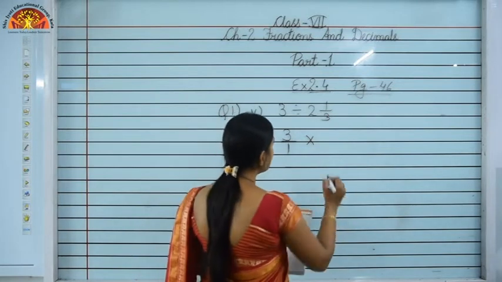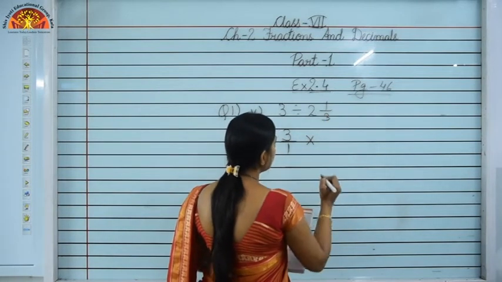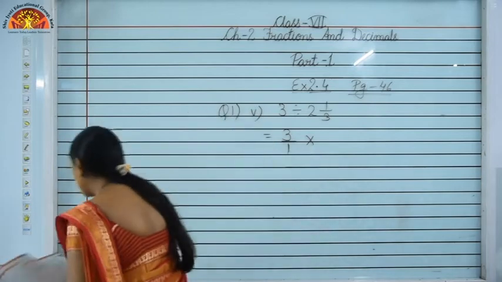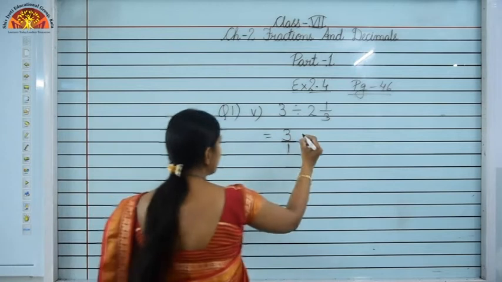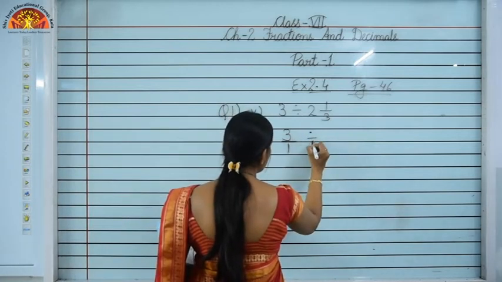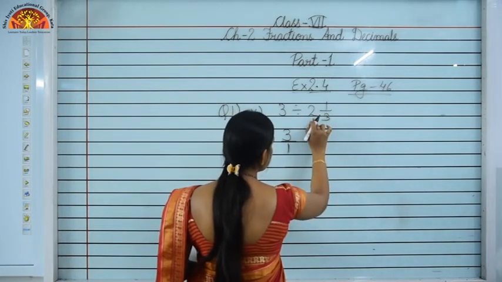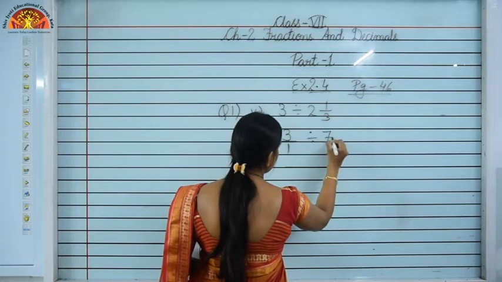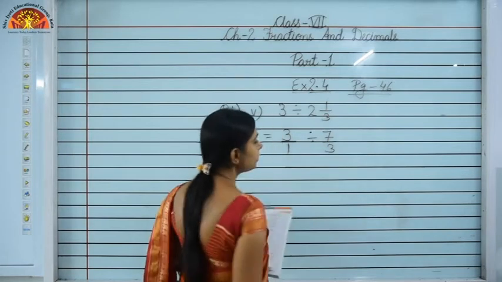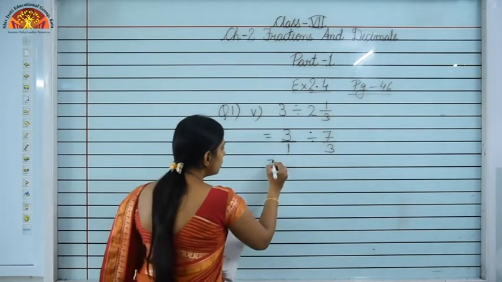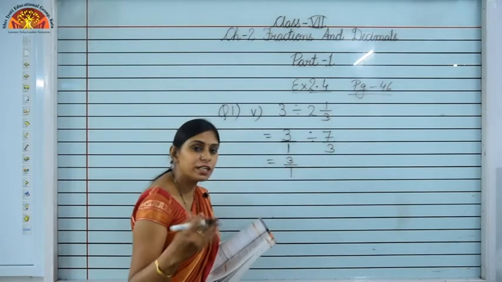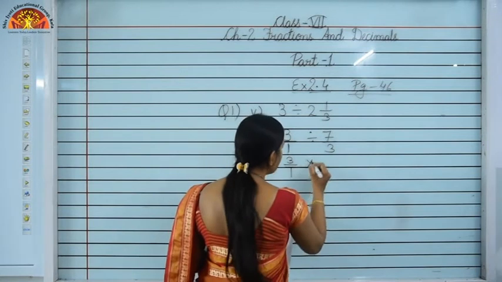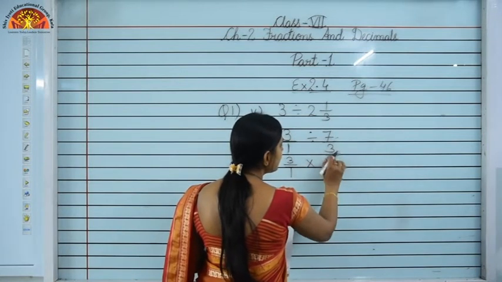Now you can see children that this is 2 1 upon 3. Just do one thing. First of all, we will change this mixed fraction into an improper fraction to avoid confusion. So 3 2s are 6 and 6 plus 1 is 7. So we will write it as 7 upon 3. Okay. Now the first fraction will remain as it is. The division sign will change into multiplication and you have to take the reciprocal of this second fraction.